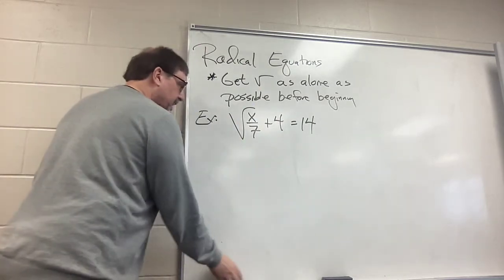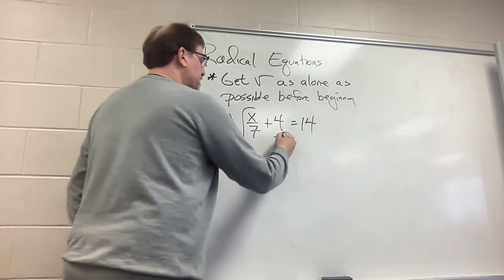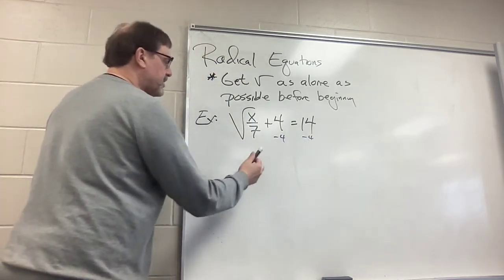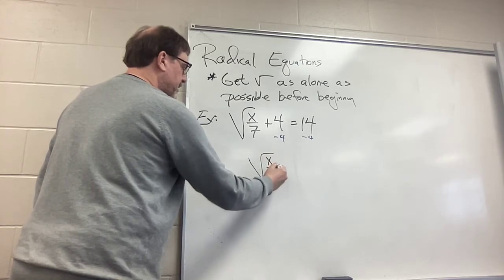First step, and this is key, get the square root as alone as possible. So taking away a 4 from both sides is an awesomely awesome idea.